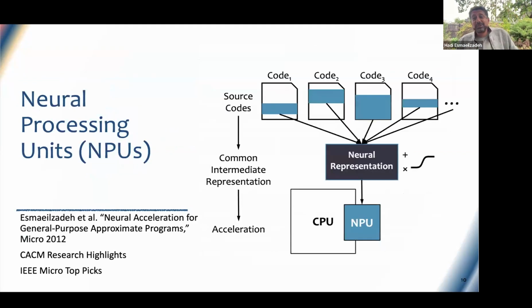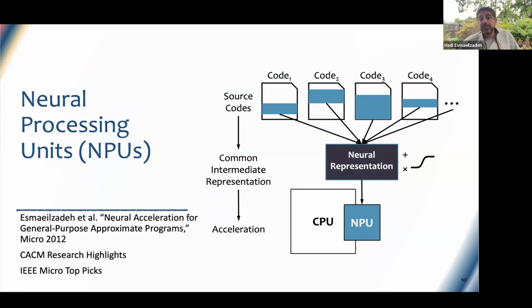In 2012, I published a paper that coined the term neural processing unit. So I bear that honor as well. We had a lot of trouble publishing this paper because nobody wanted to publish any neural network papers. But the idea wasn't accelerating the next generation of neural networks. When I came up with the idea, which was around 2011, AlexNet wasn't even out yet.